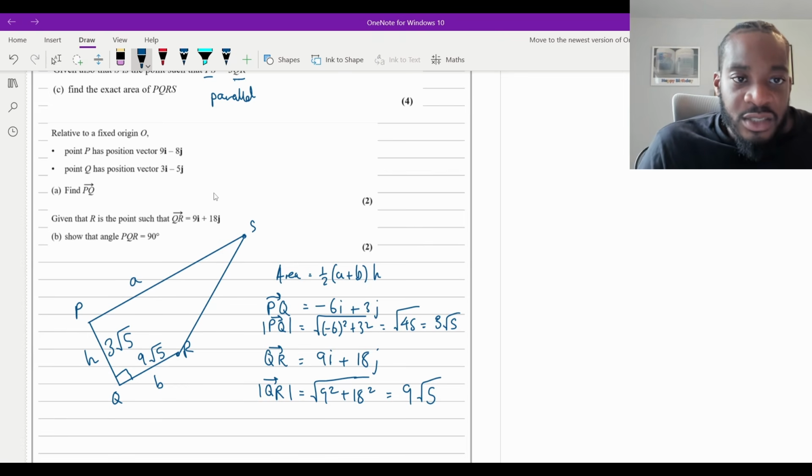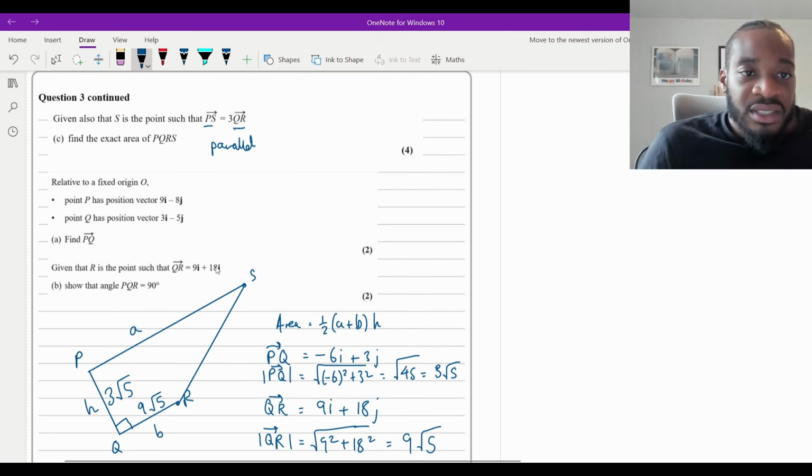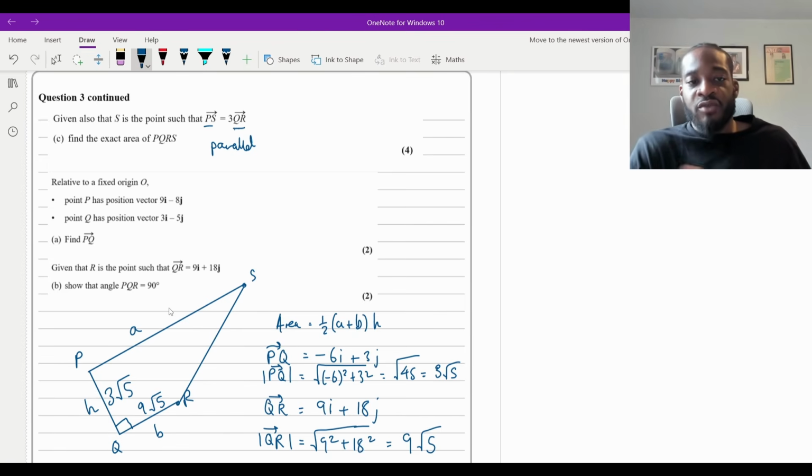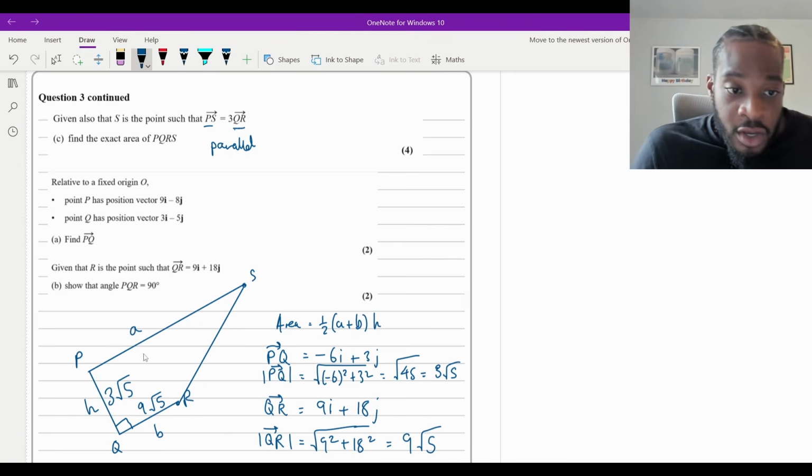Now PS, we know, is 3 times QR. So the magnitude has to be in that same ratio as well. So it has to be triple as well. That means that the distance of PS is going to be 3 times 9 root 5, which is going to be 27 root 5.